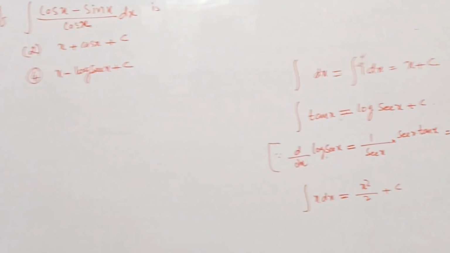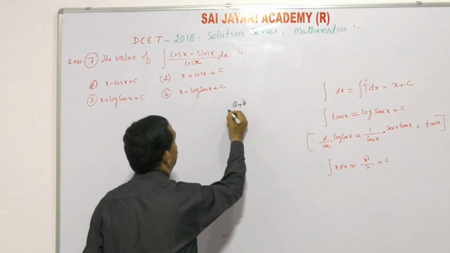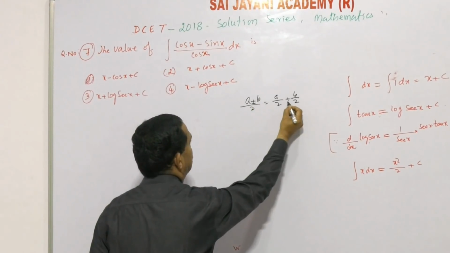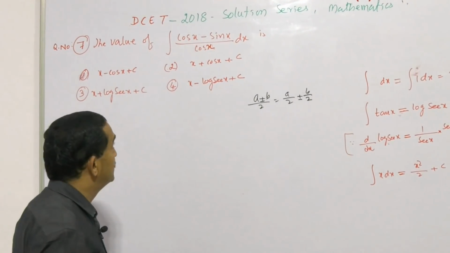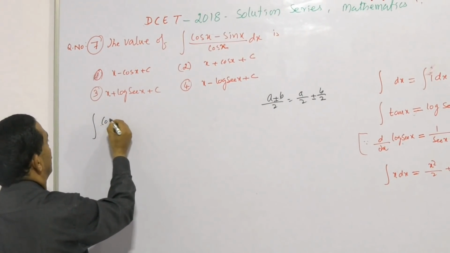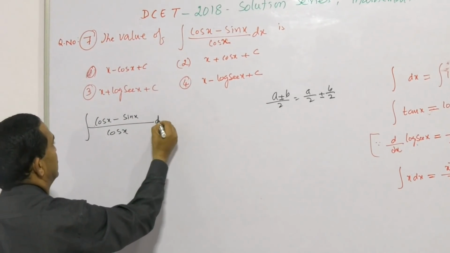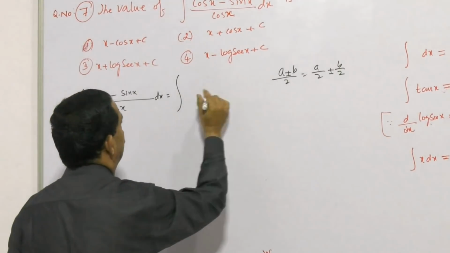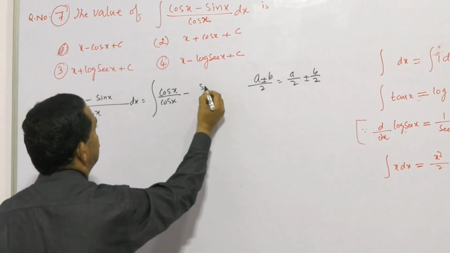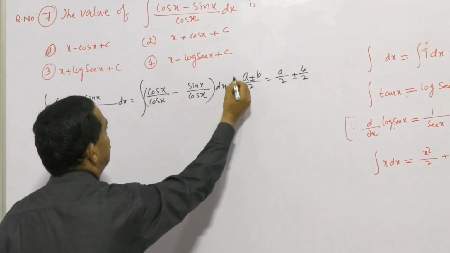By algebraic simplification, (a plus b) by 2 can be written as a by 2 plus b by 2. If it is plus or minus, we write plus or minus. So see this problem: the integral of (cos x minus sin x) divided by cos x dx. While simplifying, it becomes the integral of cos x divided by cos x minus sin x divided by cos x, with respect to dx.